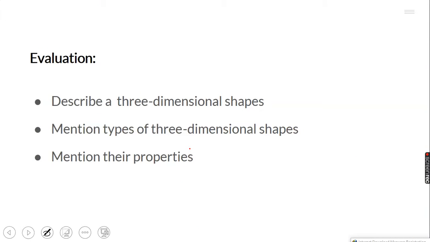We've learned some things this morning. I believe you could recall. And let me ask you some questions. Try and answer them. Describe 3-dimensional shape. What are 3-dimensional shapes? Mention types or examples of 3-dimensional shapes and mention their properties.